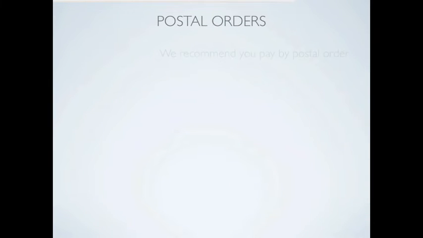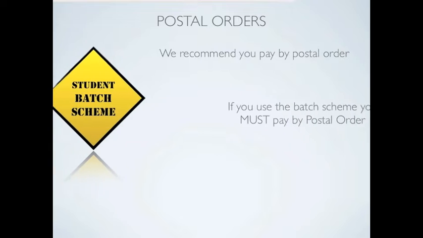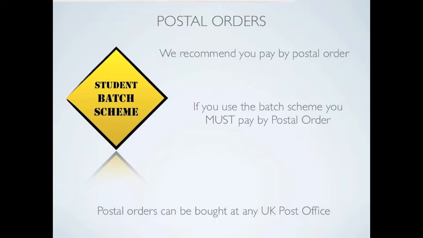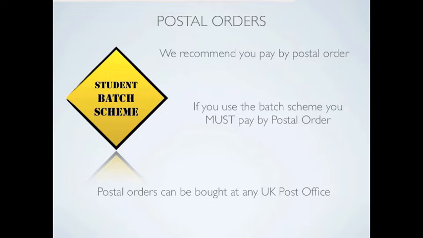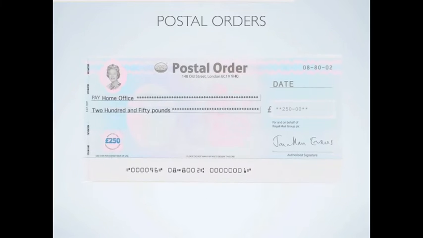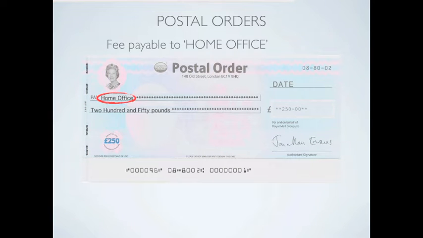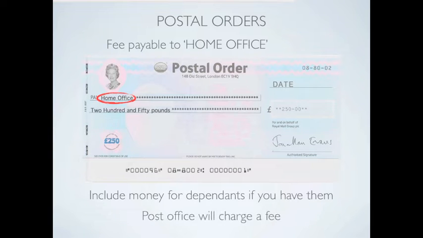If you are using the student batch scheme, we will only accept postal orders to pay the application fee. You can buy these at any post office. Please tell the post office the total amount needed and ask them to make the postal orders payable to Home Office. If you have dependents who are applying at the same time as you, please add their application fee to the total. The post office will charge a fee for issuing postal orders.